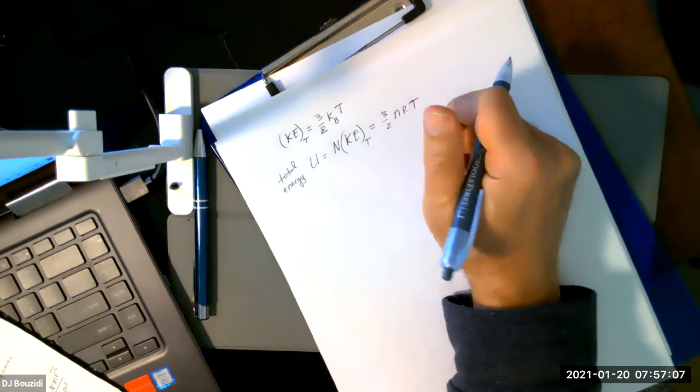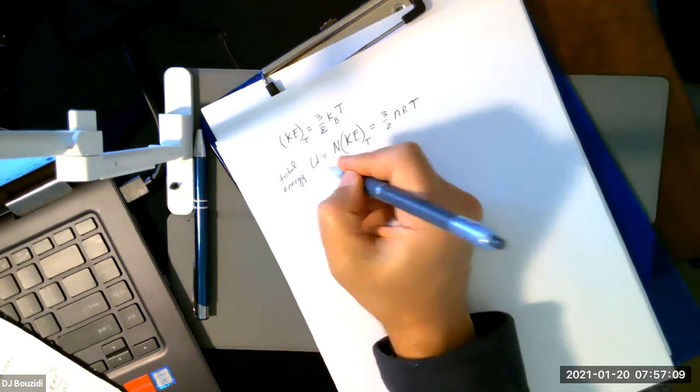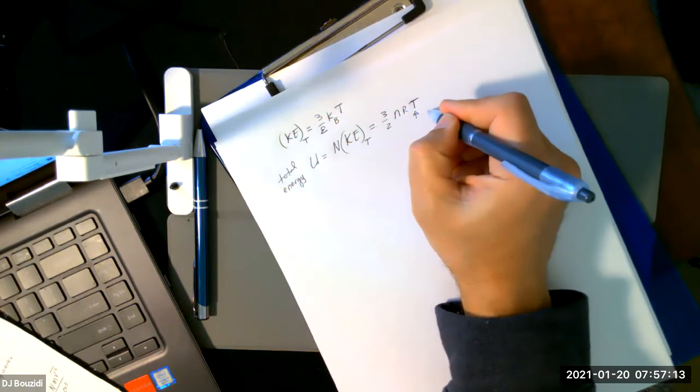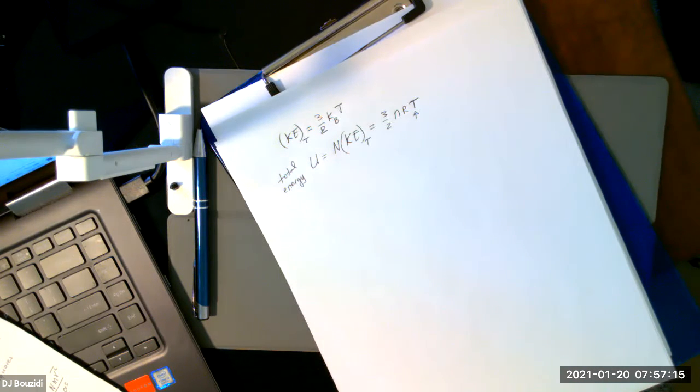One of the interesting things, first of all, is that the total energy is related to temperature, that's all. So if the temperature doesn't change, the total energy of the system does not change. If the temperature of the system changes, the total energy of the system changes. So the energy of the system is immediately related to that.